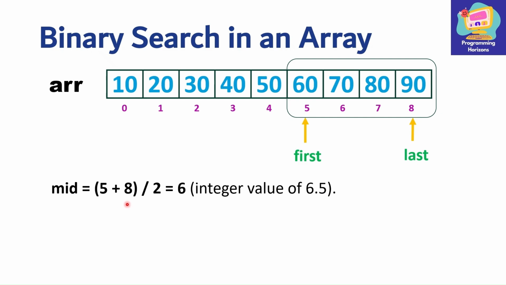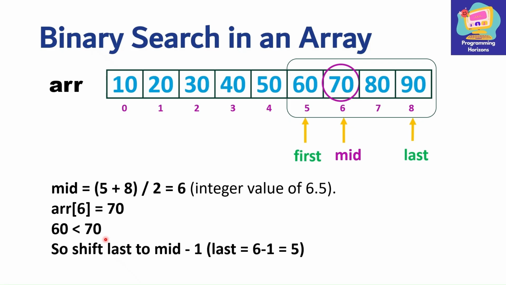We again calculate the middle index using the formula (first + last) / 2. Just put the values here. First is index 5 and last is index 8. So (5 + 8) / 2 will give you 6.5, but we have to take the integer value of this. So the middle index becomes 6 and the value here is 70, which is bigger than 60. That means the search key 60 will lie on the left hand side of the middle element. So now we will shift our search to the left side of the middle and therefore the last index will be shifted to mid - 1.